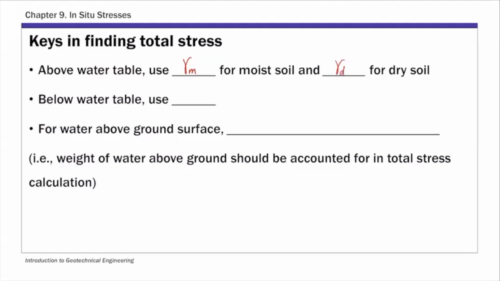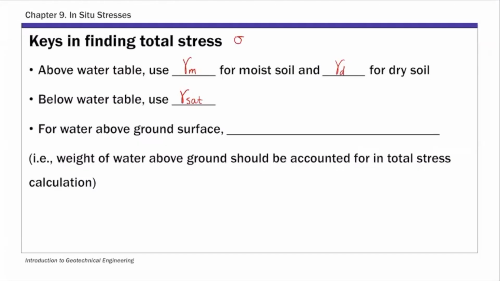Okay. And for below the water table, you always use gamma saturated to find the total stress. Okay. So it's always gamma saturated times the corresponding depth. Okay. So this is total stress sigma.